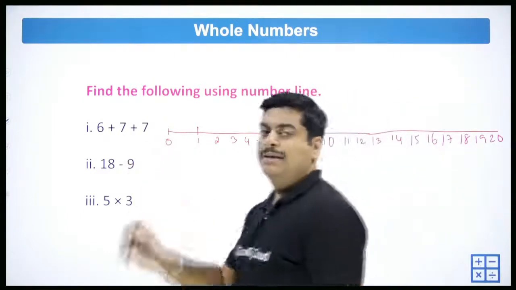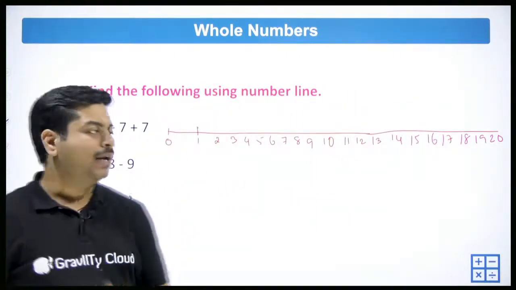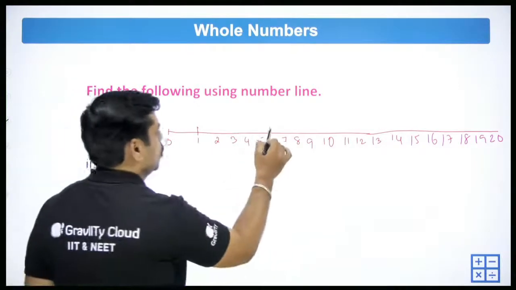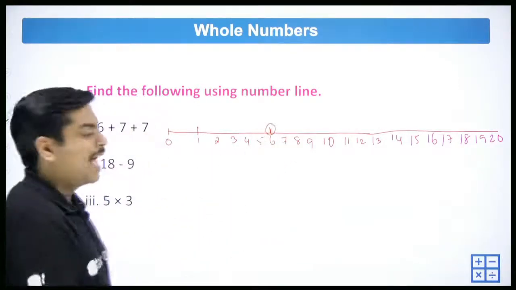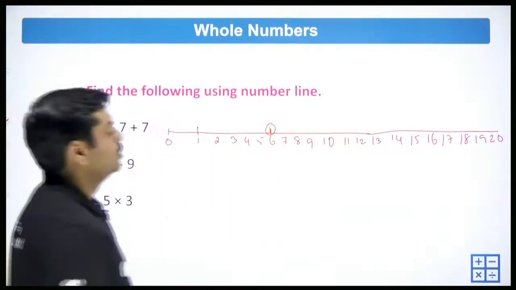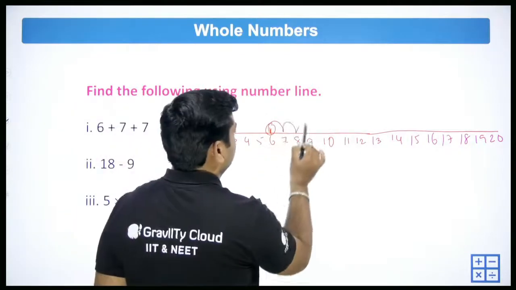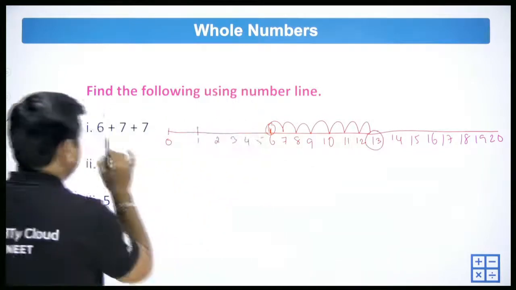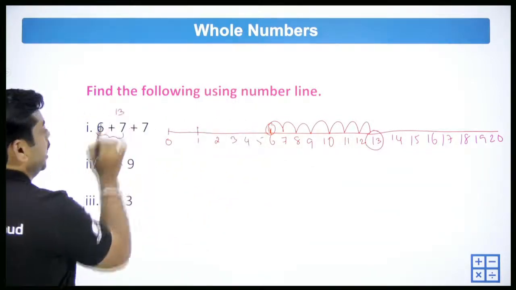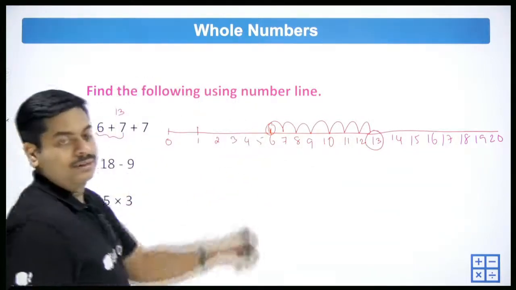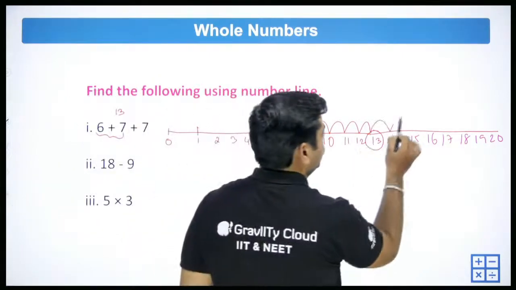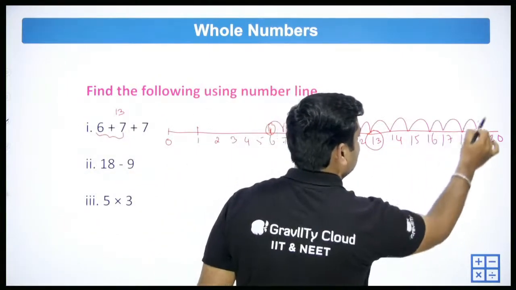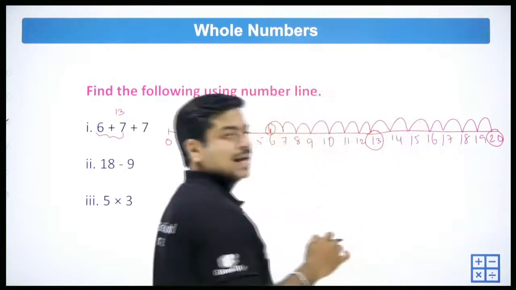So 6 plus 7 plus 7. Very easy. Starting from 6, go for the next 7 numbers and then again 7 numbers. So 1, 2, 3, 4, 5, 6, 7. This is the first answer: 6 plus 7 is equal to 13. Now we need to go for 7 more numbers. 1, 2, 3, 4, 5, 6, 7. That will give you 20 as your final answer.